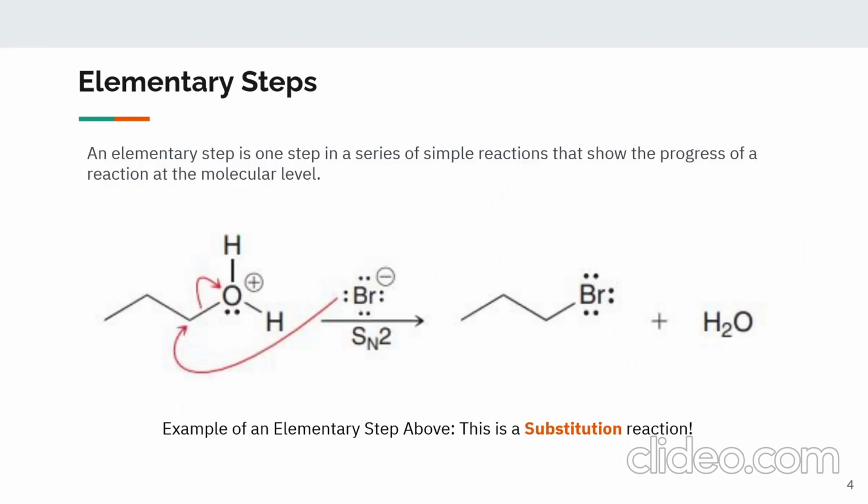An elementary step is one step in a series of simple reactions that show the progress of a reaction at the molecular level. Here is an example of an elementary step. This is a substitution reaction where the bromine does a backside attack and displaces the water. This all happens in one step.